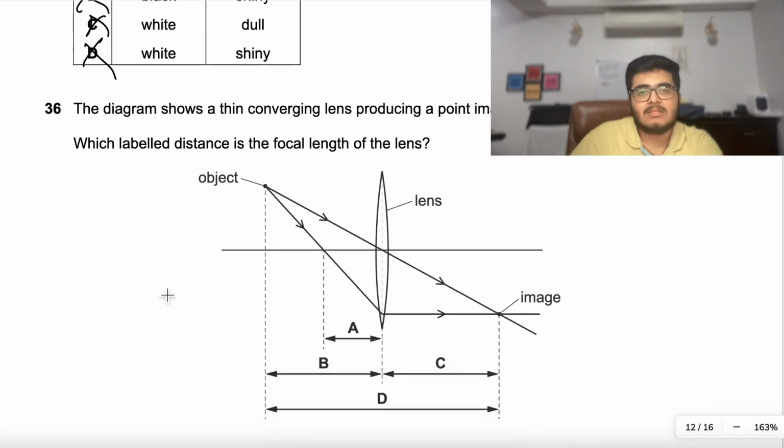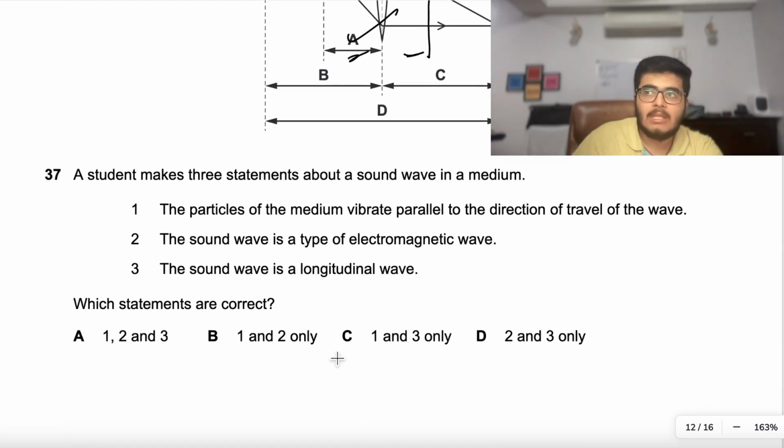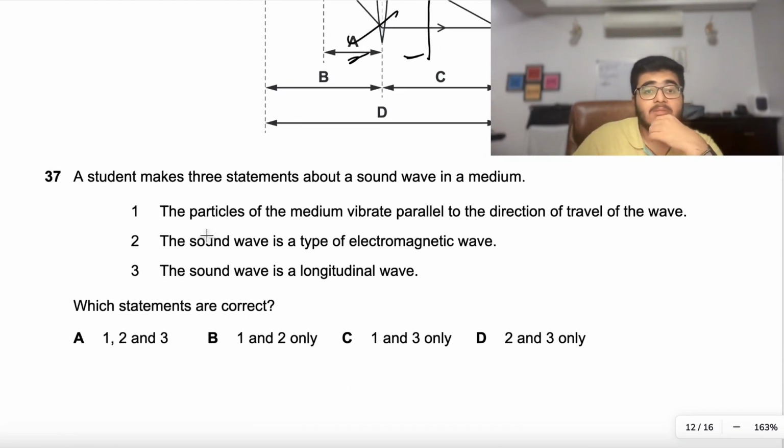Question number 36, focal length. So we need to tell what is the focal length. If we see from here, it is going to be this one, and from here also it's going to be this. So it's always at an equal distance from the lens and from the object. So wherever the object is, from the object and from the lens, it's going to be equal distance. So the correct answer is A. Question number 37 says, which student makes 3 statements about a sound wave? So sound wave we all know is a longitudinal wave.